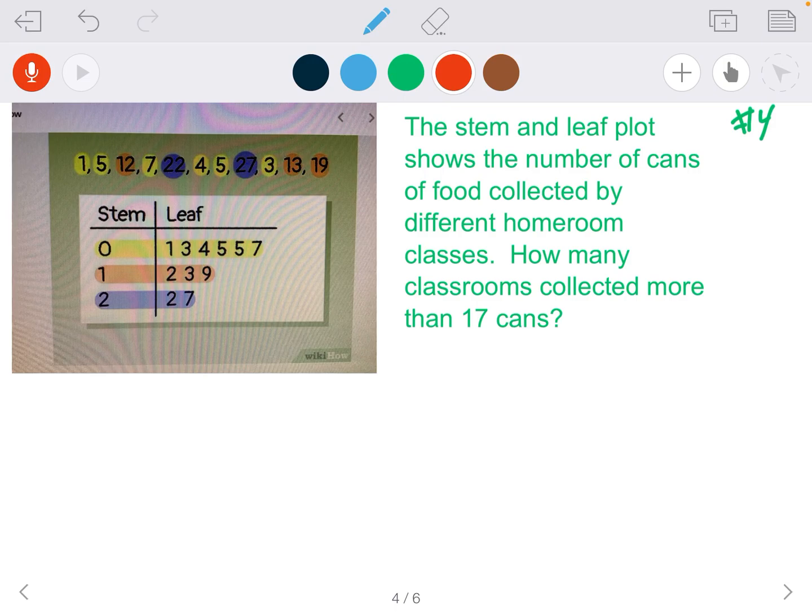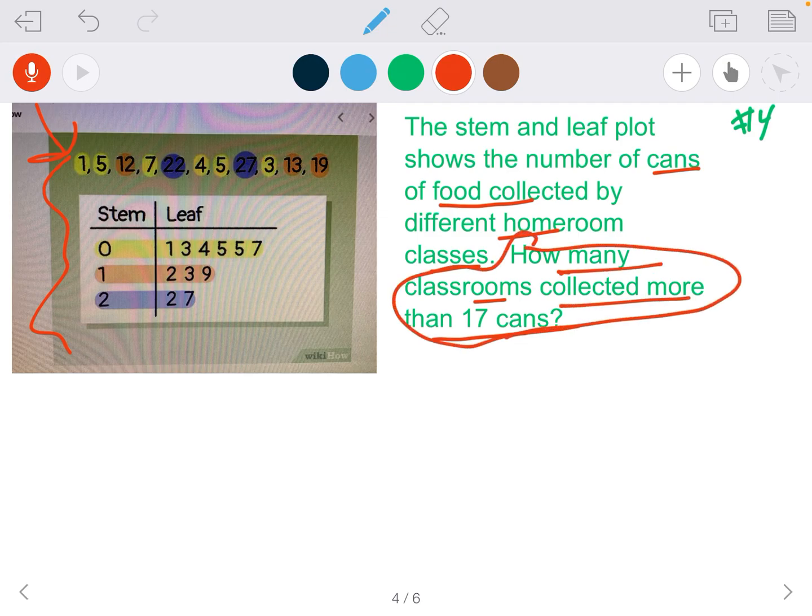So here's the stem and leaf plot. This shows the number of cans of food collected by different homeroom classes. Okay, so here's my stem and leaf plot right here. All of this. How many classes collected more than 17 cans? So how many collected more than 17 cans? That's my important question. But let me remind you what the stem and leaf plot looks like.